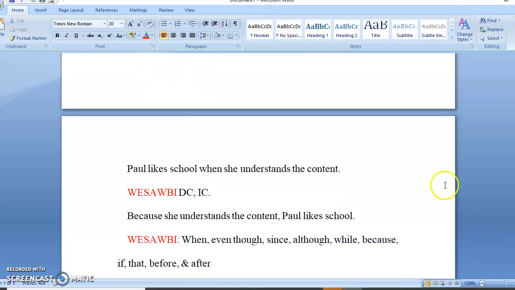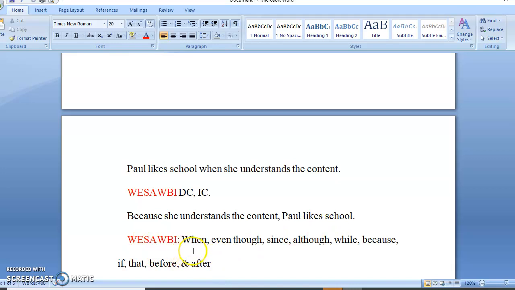And that would be dependent clause, comma, independent clause. Because she understands the content, comma, Paul likes school. So now we have the dependent clause first, followed by a comma, and the independent clause, Paul likes school. So just remember, anytime you start a sentence with a dependent clause first, you need a comma, followed by an independent clause, period, and we're okay.